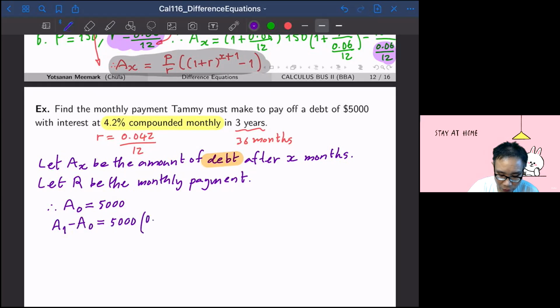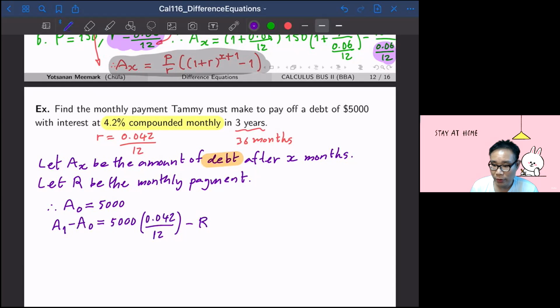So it's going to be 0.042 over 12. Okay, so that will be the amount of money that you have. And then you also have the difference with your monthly payment. So it's going to be minus R. Okay, so your monthly payment. Okay, so the debt will be reduced.